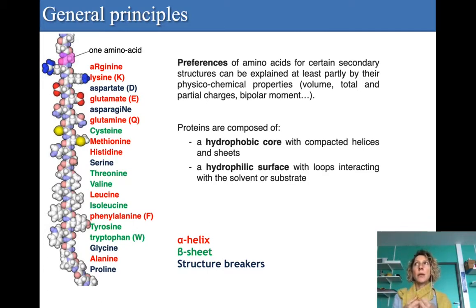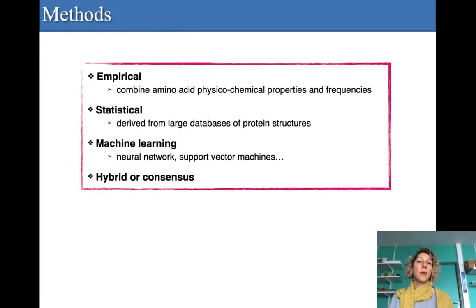So typically we expect the helices and sheets to be compacted in the core and then loops to be exposed to the solvent or to interact with substrates. So what are methods to predict secondary structures?